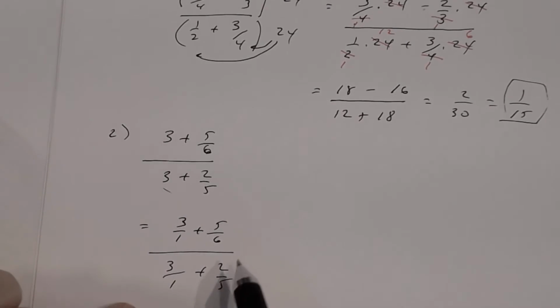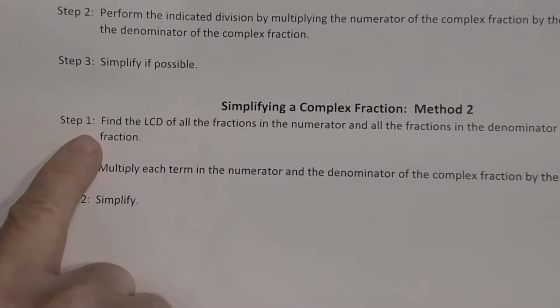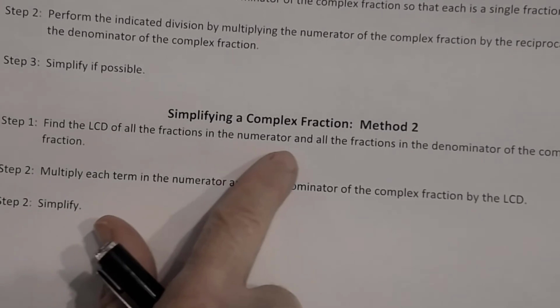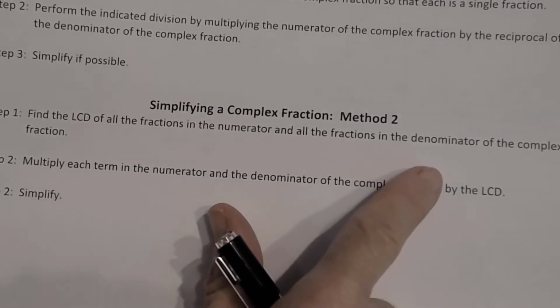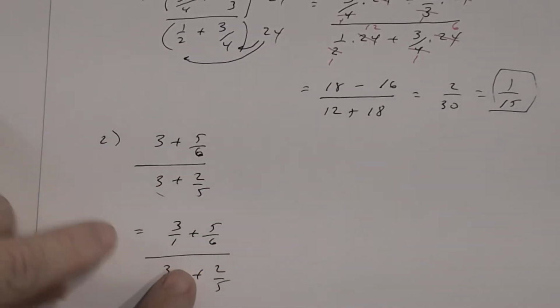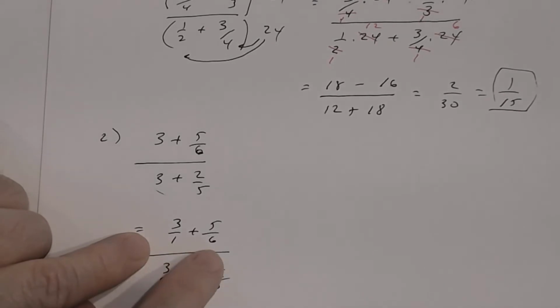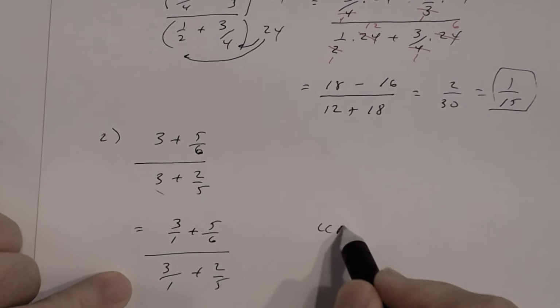Okay, so now remember this is method 2. So the next step is to look at all the denominators, 1, 6, 1, and 5. So remember this is step 1. Step 1 in method 2 says you find the LCD of all your fractions in the numerator and the fractions of the denominator. And then you would go from there to step 2. So notice that if I look at the denominators here, 1, 6, 1, 5, the LCD is 30.